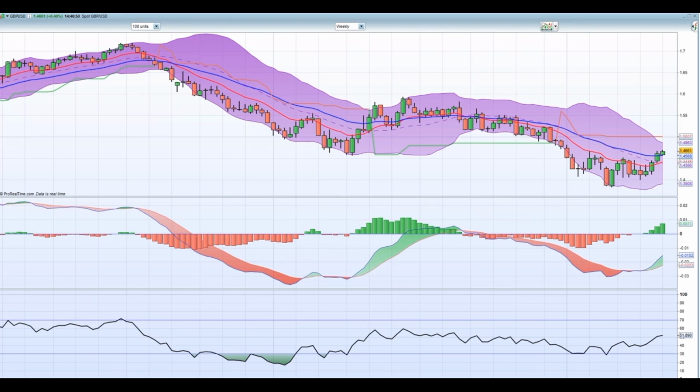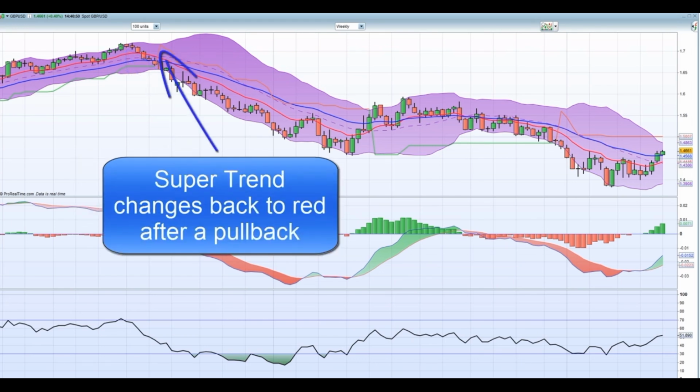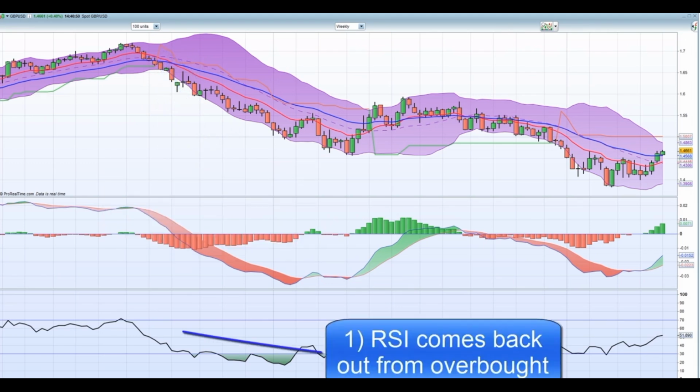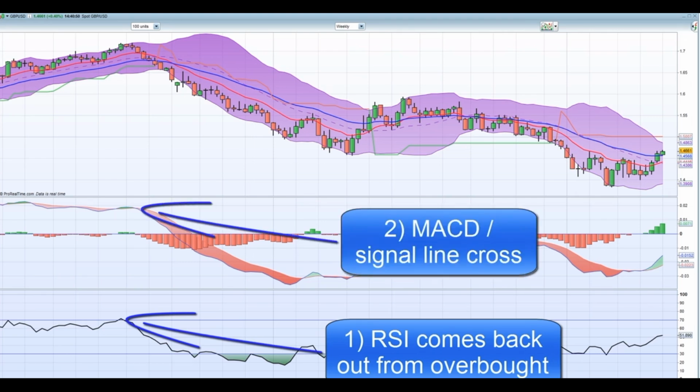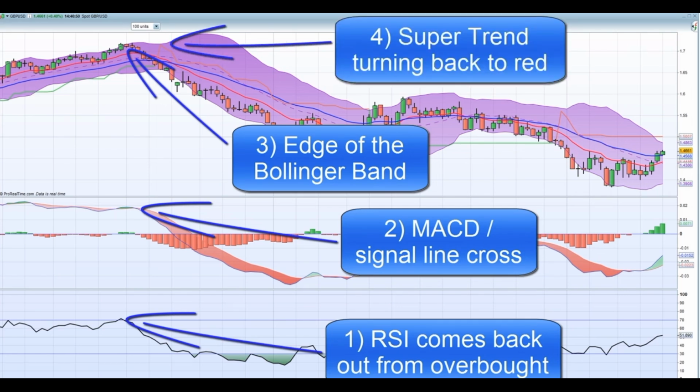In addition to the RSI and MACD signals, we can add further confluence to this trade with a Bollinger Band and the super trend indicator. We can see the market has hit the top of the Bollinger Band here, but we could also wait for the super trend indicator to change red here before taking the short trade. So now we have the confluence of four indications. We have an RSI coming back out of overbought, we have an MACD cross, we have the market going to the edge of one of the deviations on the Bollinger Band, and we also have the super trend turning back to red.